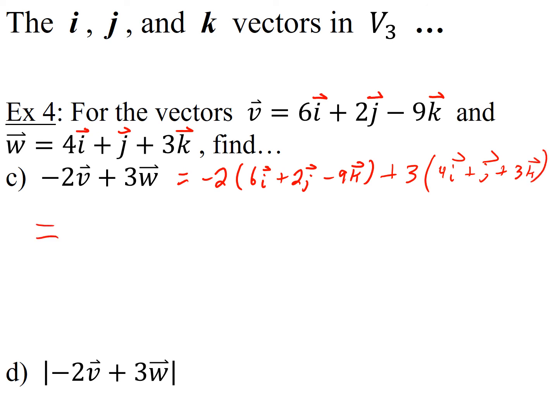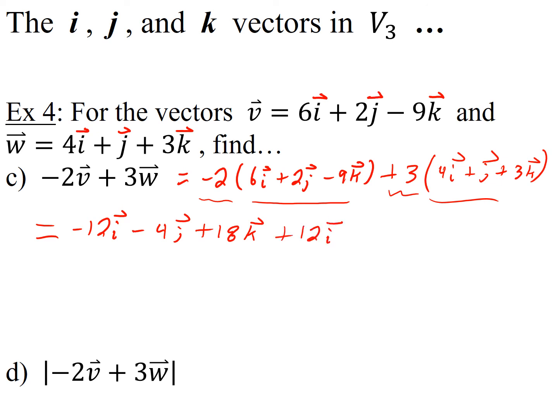And remember, you got to do the scalar multiplication first. So it's kind of like you distribute the -2 through to this. So you're going to get -12i minus 4j plus 18k. And then you distribute the 3 to this part here. So you're going to get plus 12i plus 3j plus 9k. And the last thing you do is you're going to combine like terms, which is what it really means is we're adding these two vectors now.